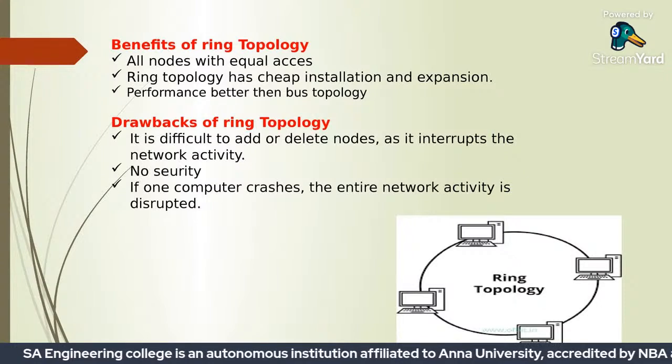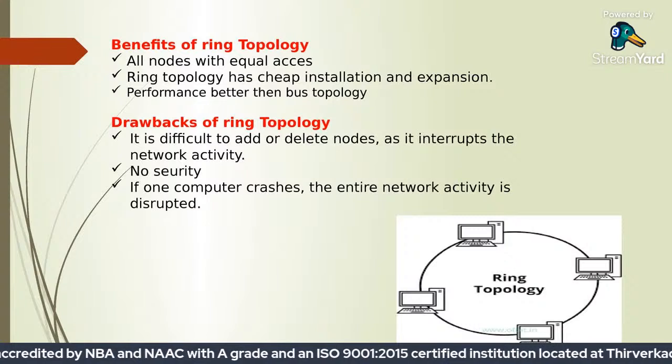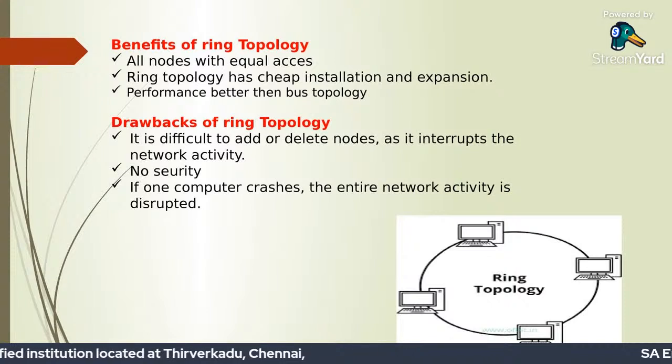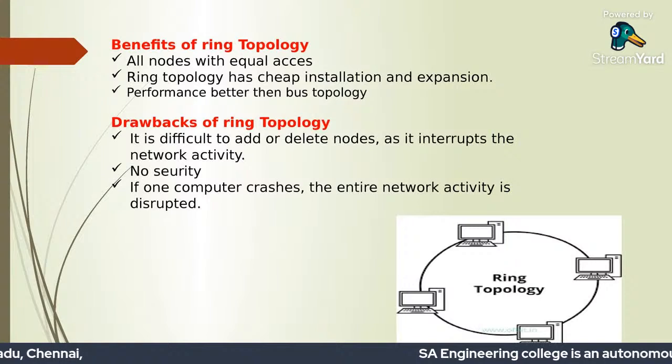Benefits of ring topology: all nodes have equal access. As I said earlier, each node acts as the token holder to send and receive data for a specific time period, so all nodes have equal access. Ring topology has cheap installation and expansion, and its performance is better than the bus topology.